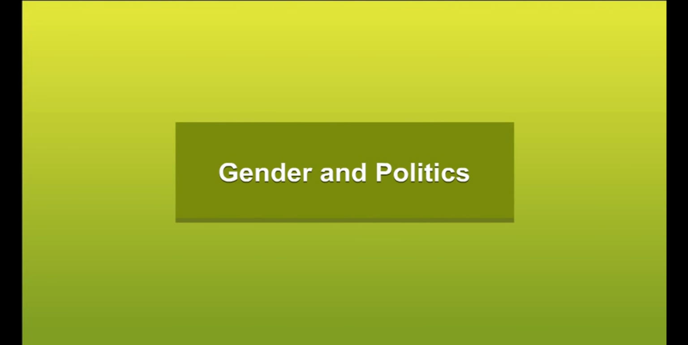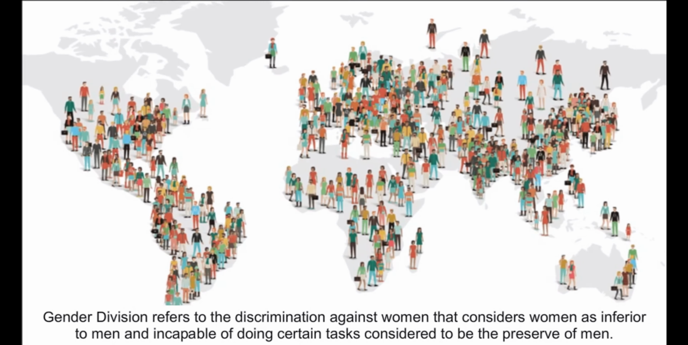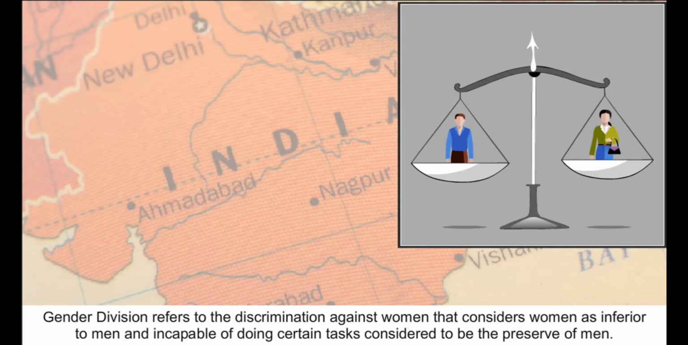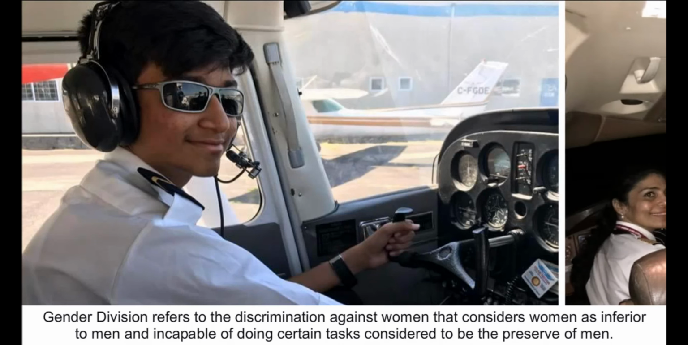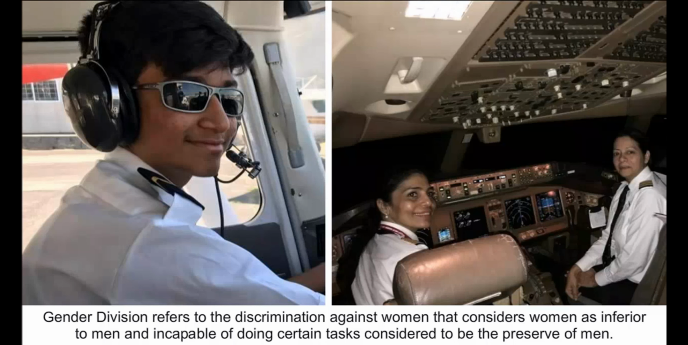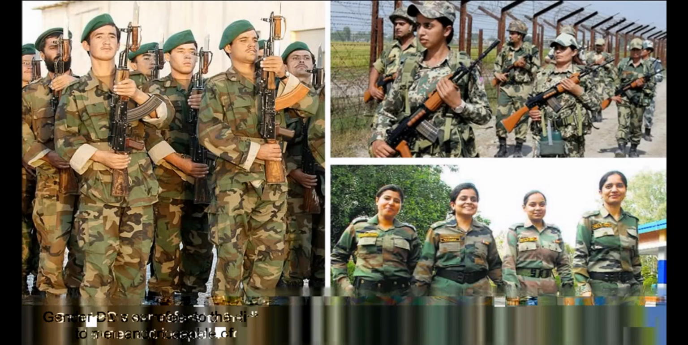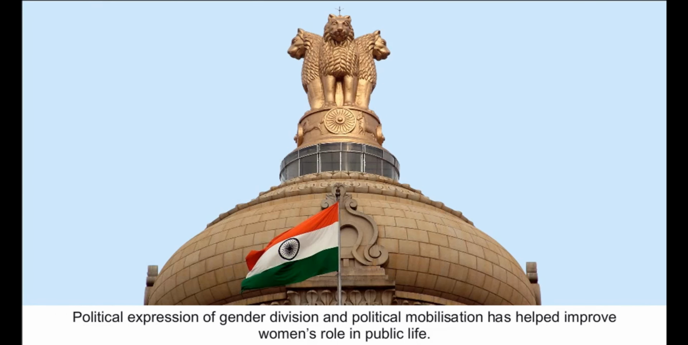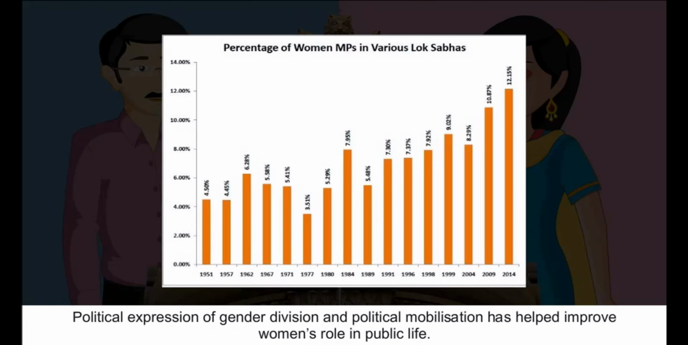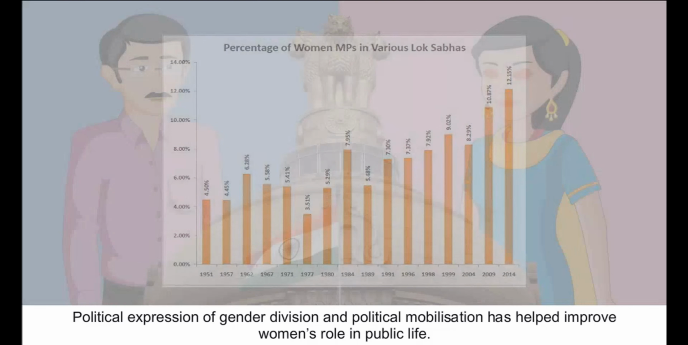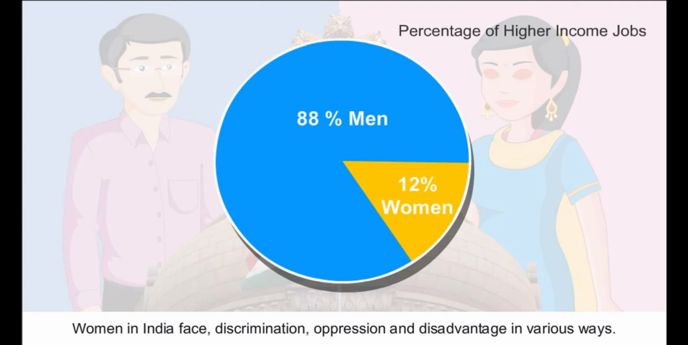Gender and politics. Gender division refers to the discrimination against women that considers women as inferior to men and incapable of doing certain tasks considered to be the preserve of men. Thus, political expression of gender division and political mobilization has helped improve women's role in public life. Women in India face discrimination, oppression, and disadvantage in various ways.